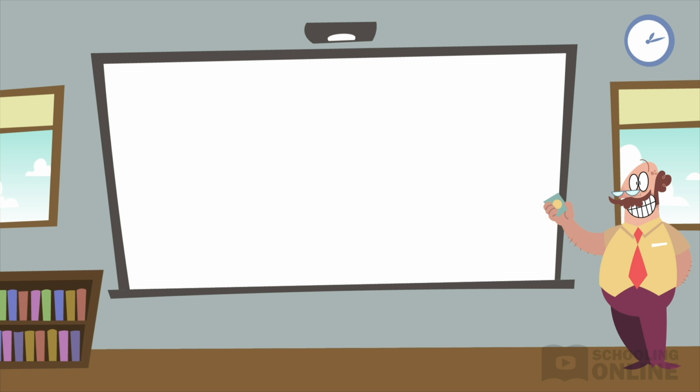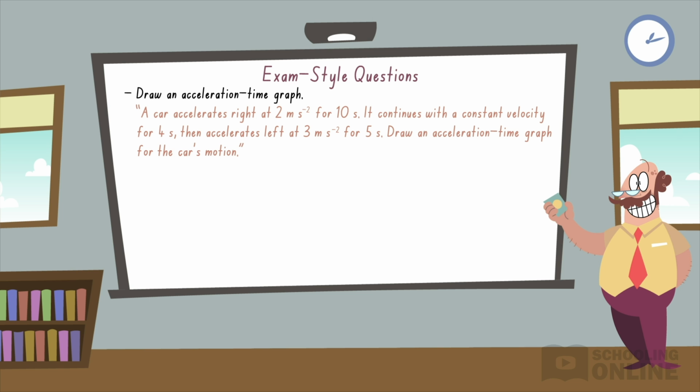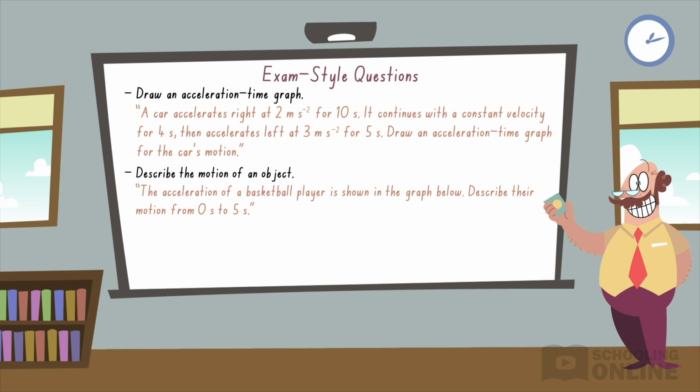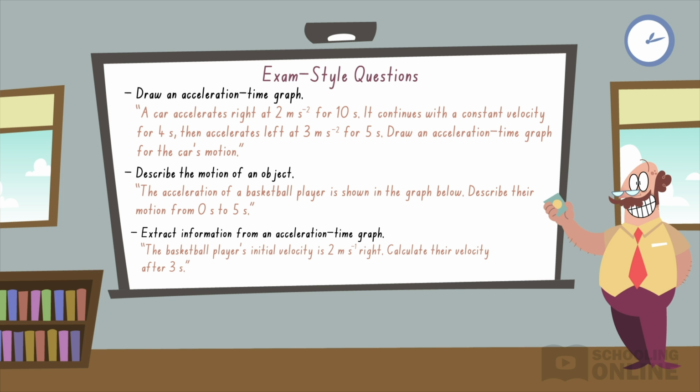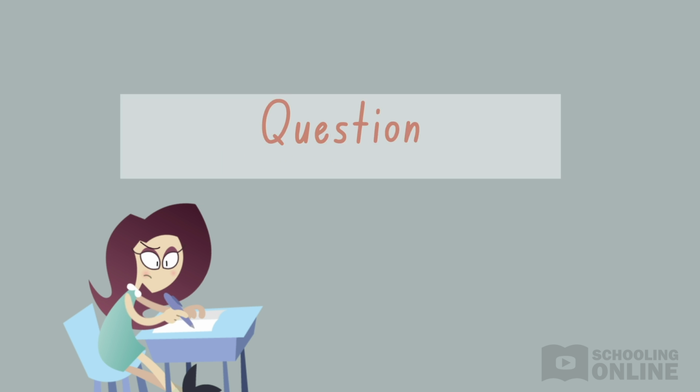Let's pause here to discuss the types of questions you might be asked in exams. Questions will ask things like, draw an acceleration time graph. Describe the motion of an object. And extract information from an acceleration time graph. Before we finish, let's work through a sample question.